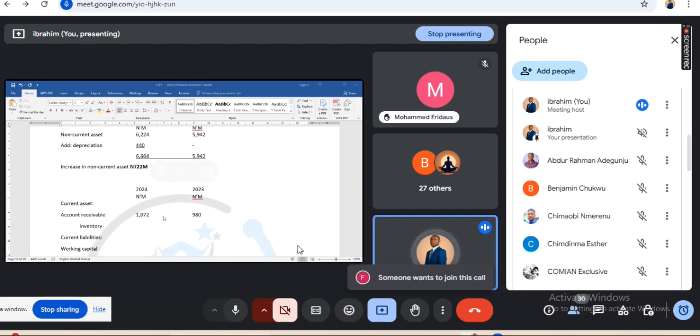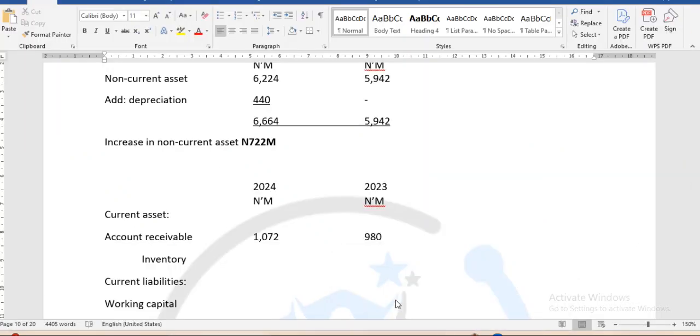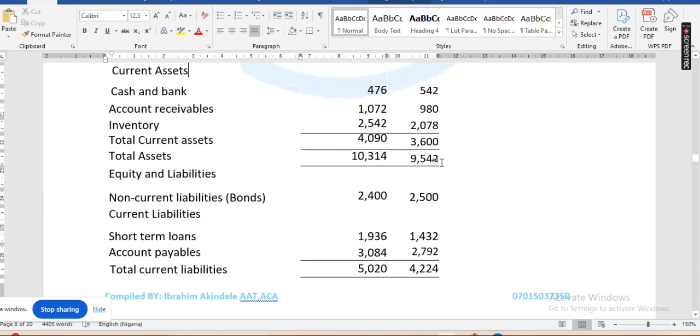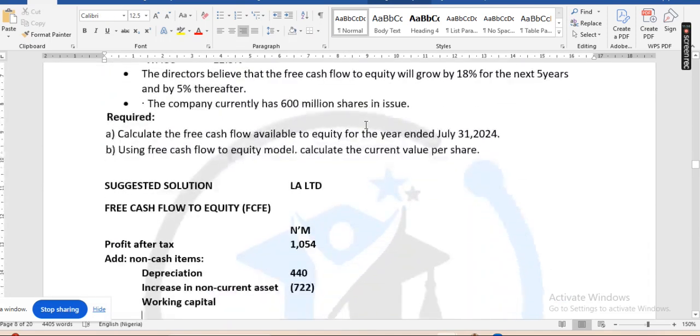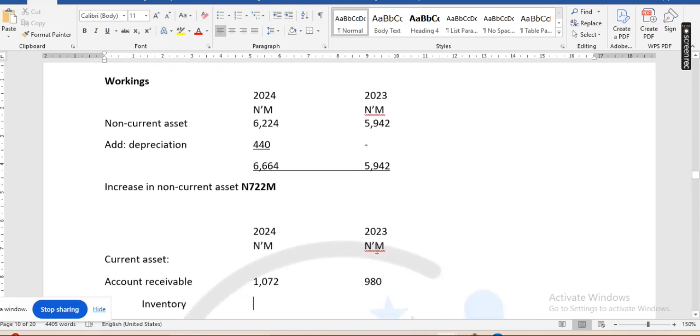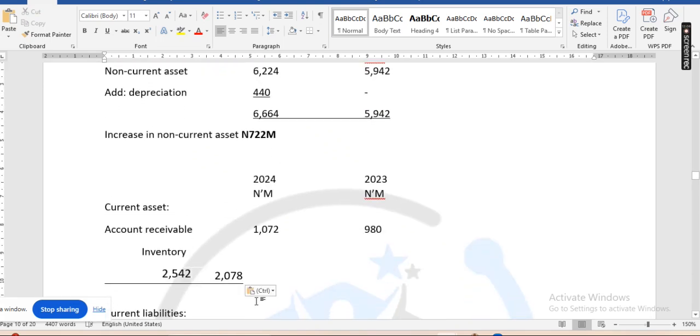Please, if you want to ask question, wait till the end of this part, please. Thank you. So inventory. So we go back and check the inventory. So this is our inventory, right? Wish I can just copy this without the table. Inventory. Okay, I know it will scatter. So 2542, right? This is 2078. So this is our inventory, right?